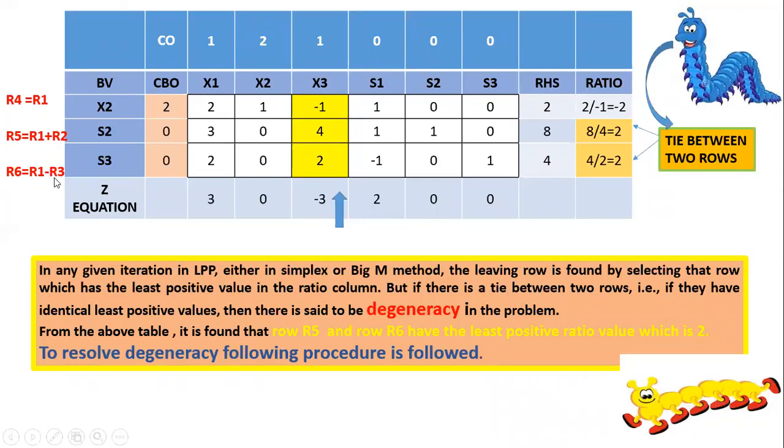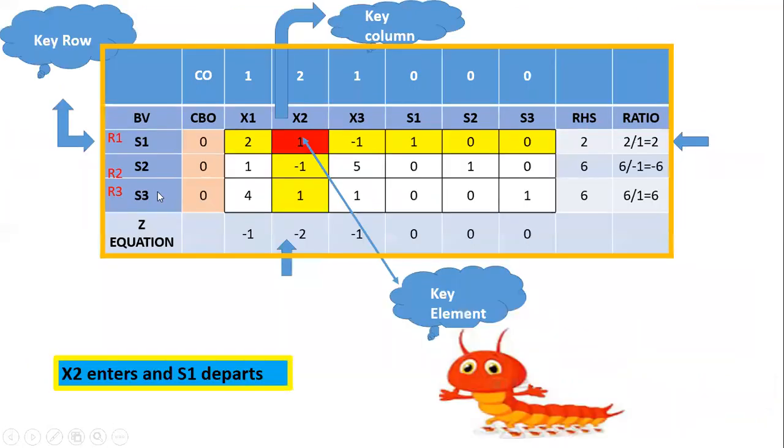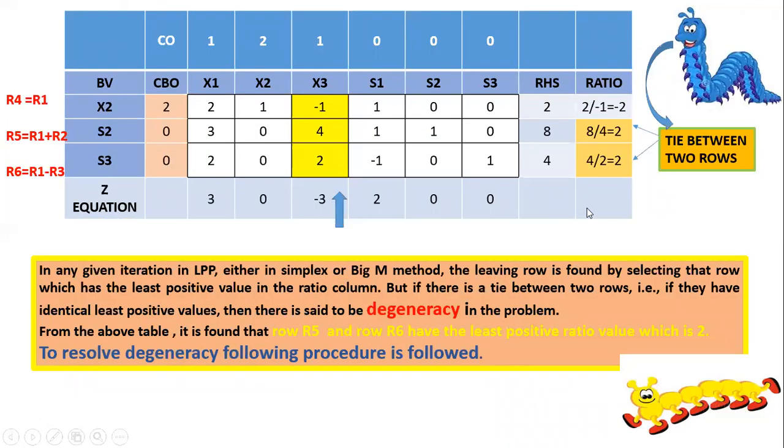So here it is wrongly written. So rearrange, it is R3 minus R1. So R3 minus R1: 4 minus 2 is 2, 1 minus 1 is 0, 1 minus of minus 1 is 2, 0 minus 1 is -1, 0 minus 0, 1 minus 0 is 1, 6 minus 2 is 4. Okay. Now get the Z equation.